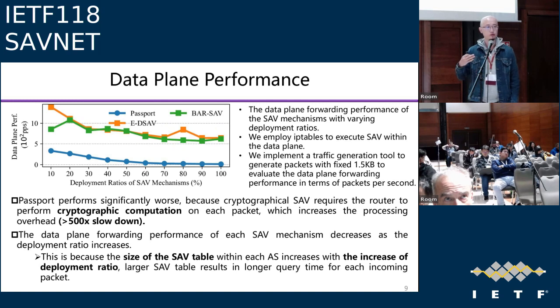And next, we move on to the data plane performance. We implement a traffic generation tool to generate spoofing traffic to test the performance of different SAV mechanisms. And here, we vary the deployment ratios of different SAV mechanisms. We can see that passport is more than 500 times worse than ESAV or DSAV or EDSAV. And this is because of these per-packet crypto operations that need to be done by passport.